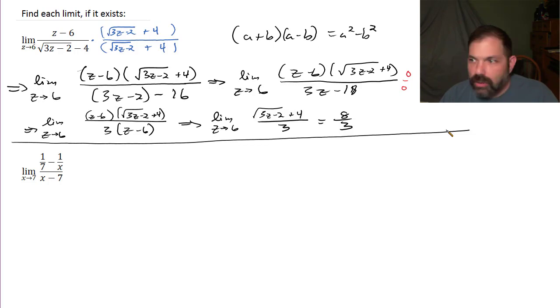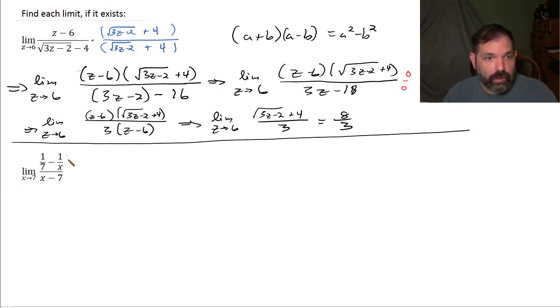All right, and let's look at this next one. Here we have the limit with x approaching 7 of (1/7 minus 1 over x) over (x minus 7). A quick inspection tells us that we have an indeterminate form, right? This is a 0 over 0. All right, so again, what do we do? Well, we've got to use some algebra. Let's use some trickery here.